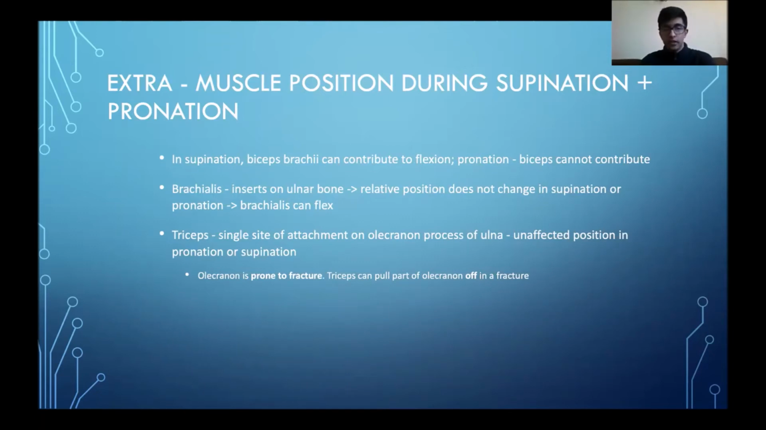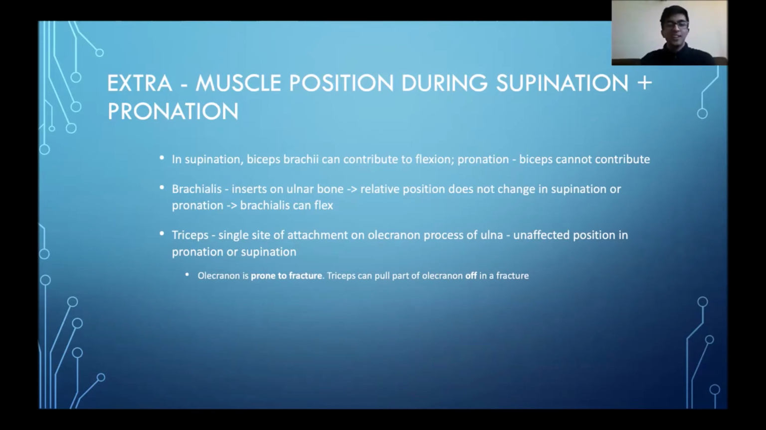Brachialis is another muscle in the anterior arm, and that inserts on the ulnar bone, and the relative position does not change in supination and pronation. That's why brachialis can flex, but biceps doesn't flex, because brachialis just inserts into the ulnar bone. The radial bone is the bone that moves, not the ulnar bone. Radius, yeah. This happened last time. I said radius and ulnar so much that I forgot the term, and I kept saying radial bone.